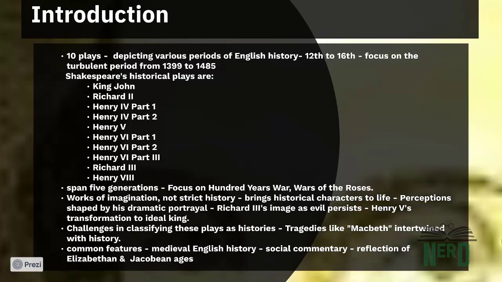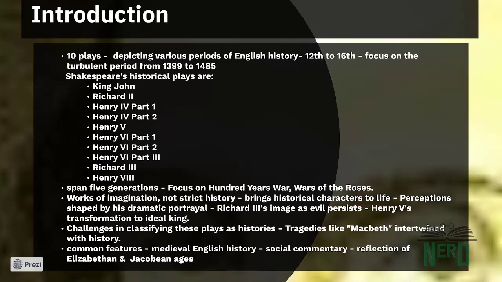The Shakespeare History Plays, a collection of 10 remarkable works, delve into the rich tapestry of English history, spanning from the 12th to the 16th centuries, with a particular focus on the tumultuous period from 1399 to 1485. Each historical play takes its name from and centers around the reigning monarch of that era. These captivating dramas provide a vivid and compelling portrayal of the significant events, intrigues, and struggles that shaped England's past.